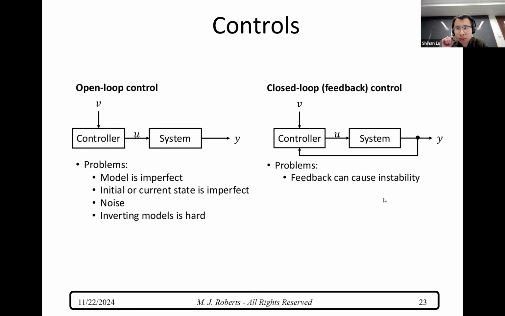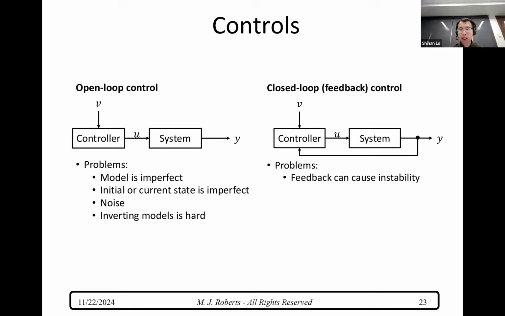Hi everyone. Today we're gonna start the topic about the controls, and of course for this class we focus on the classical control. One of the two major categories of the classical control is open loop control and the closed loop or the feedback control. And we have talked about the pros and the cons of both methods.